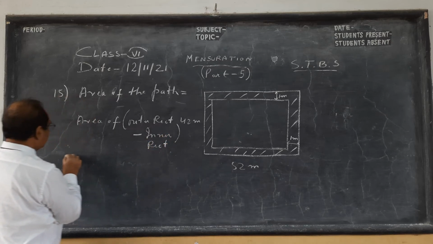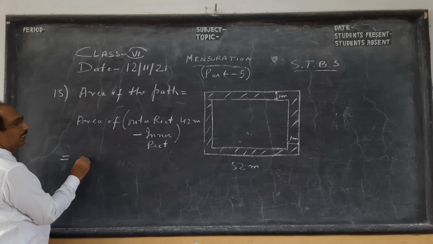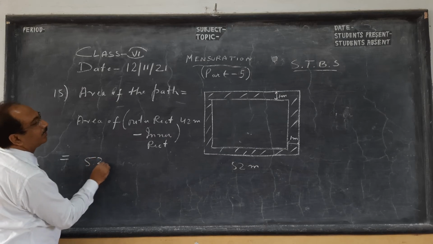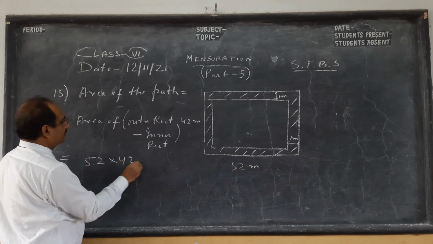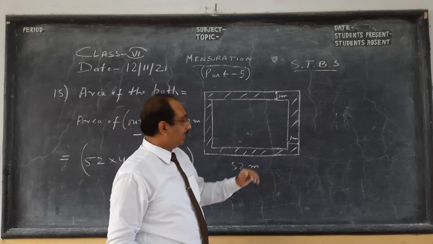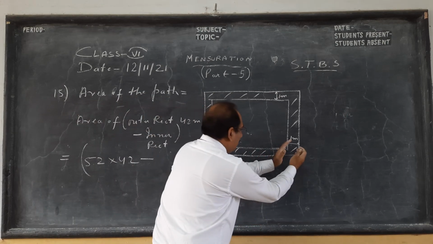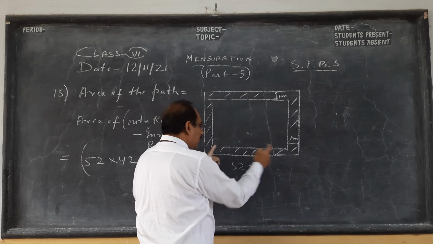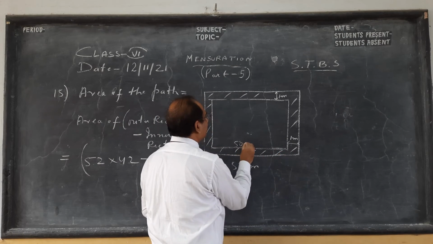Okay, so let us see. Outer rectangle, children, is very easy, 52 into 42. But for the inner one, I have not told you what will be the length and breadth. So outer is 52, with 1 here and 1 here. If you subtract 1 plus 1, 2, this becomes 50 meter.